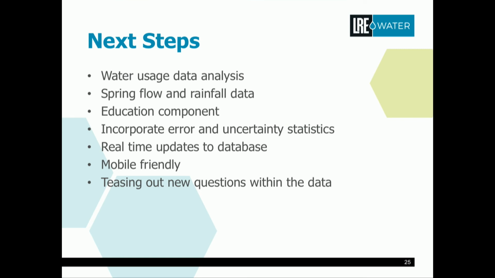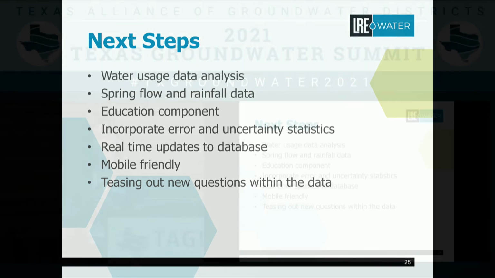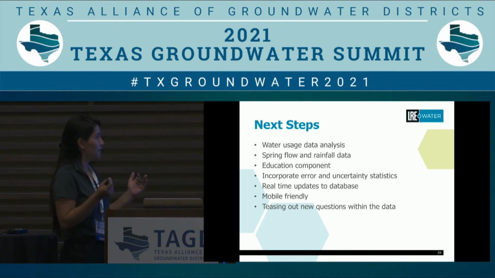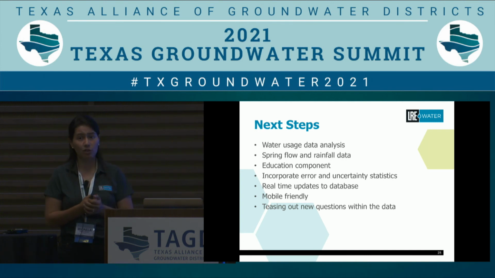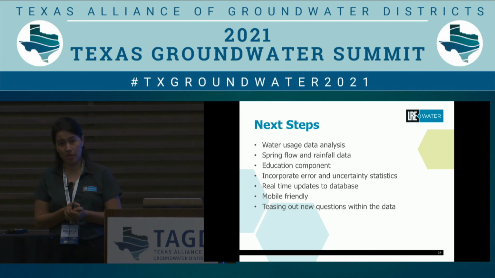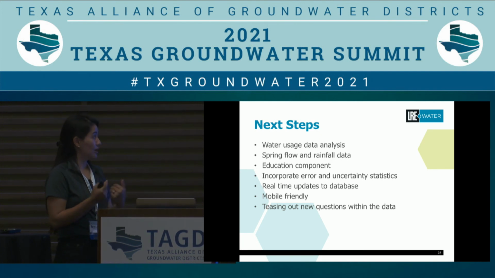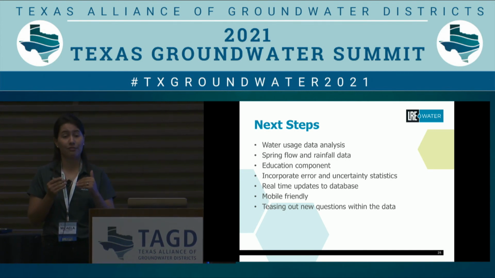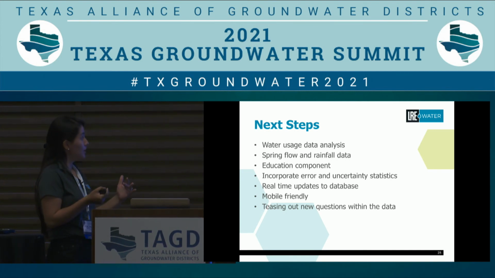So what are some next steps with this tool? Well, we'd like to incorporate the water usage data into our analysis, so that's reported pumping from users that we'd be able to see and plot or correlate next to the water levels and see if we're seeing something there. We'd like to include the spring flow, especially for the Edgeworth Aquifer, and be able to include that into our database, as well as any rainfall data, precipitation, and see how fast aquifers may be recharging.